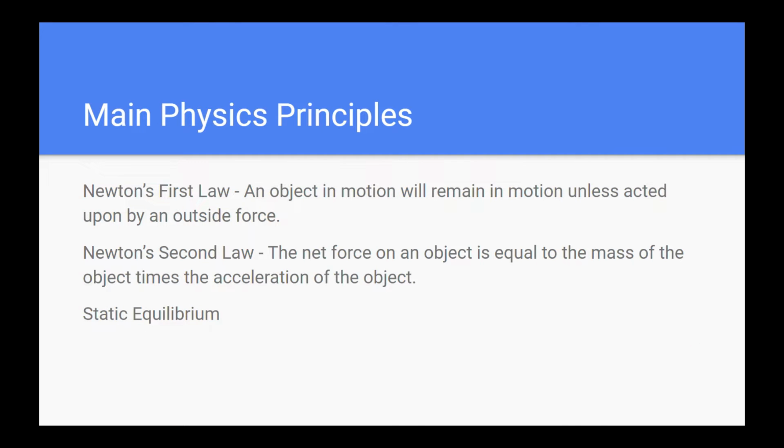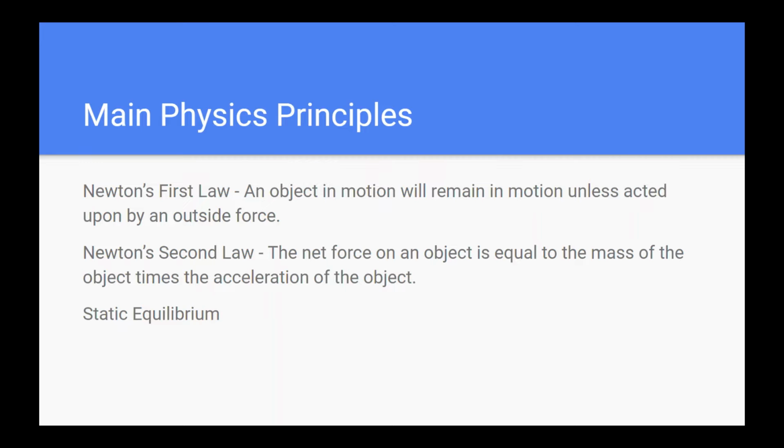Main physics principles. We will have Newton's first law: an object in motion will remain in motion unless acted upon by an outside force. Also Newton's second law: the net force on an object is equal to the mass of the object times the acceleration of the object. And static equilibrium. The bottom of the Slinky will be in static equilibrium at the beginning, while the top of the Slinky is exerting a spring force on the bottom.